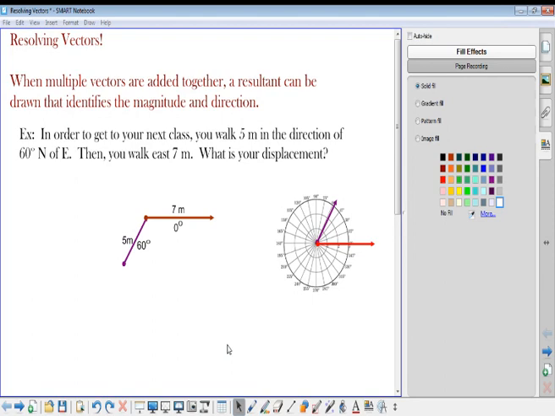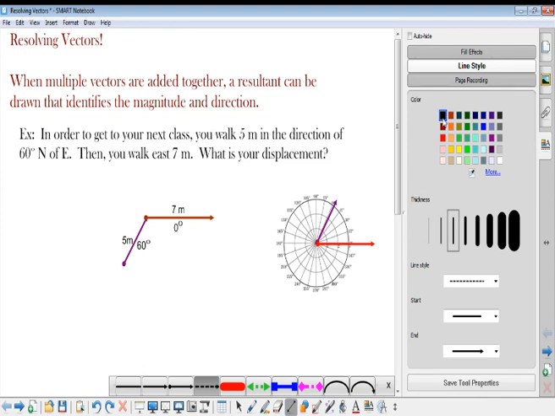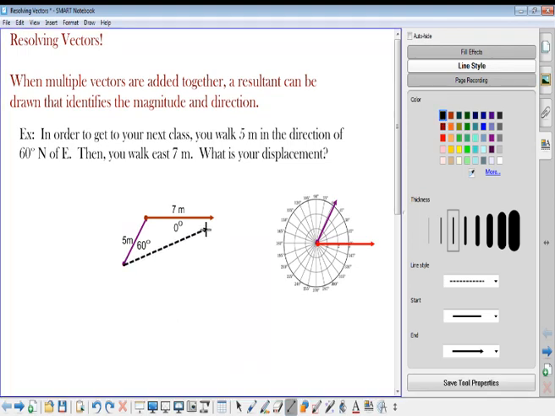As you saw in the vector treasure hunt, when you are adding multiple vectors together, the sum of those vectors is called the resultant, and it can be depicted by drawing a vector from the beginning of the first position to the end of the last position. What we're going to do today is play with this resultant.